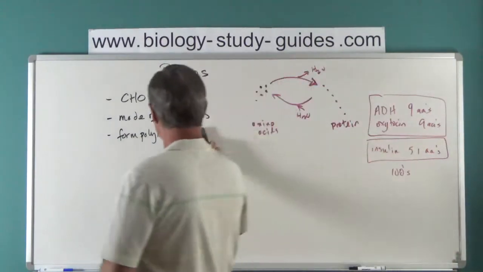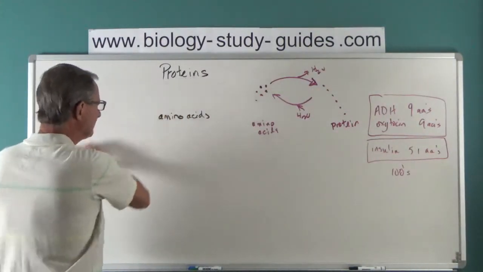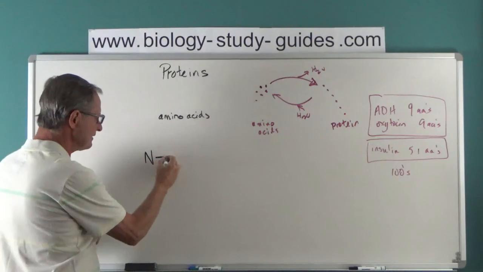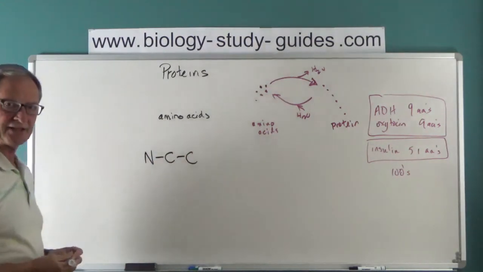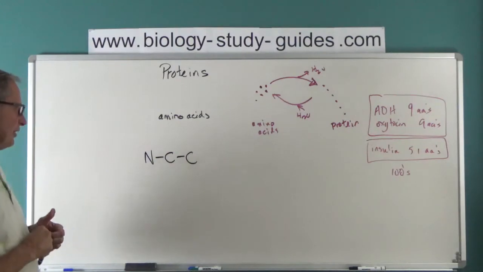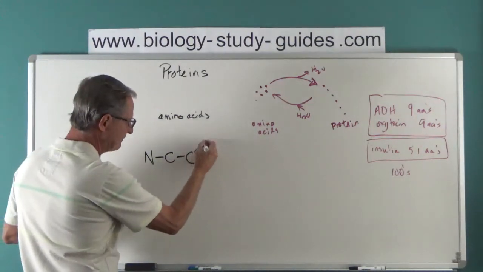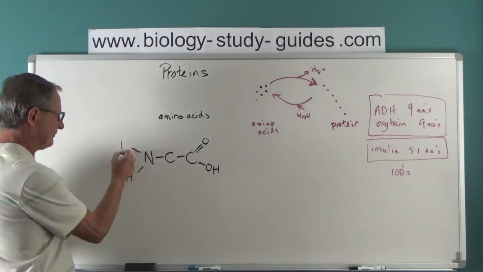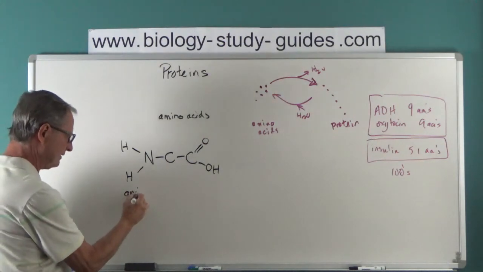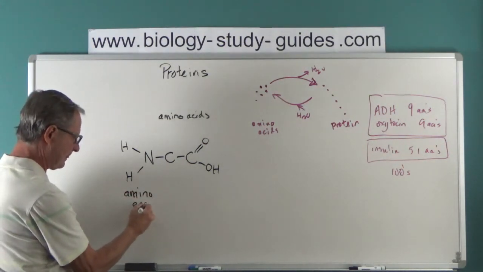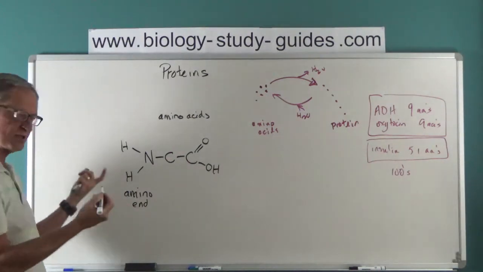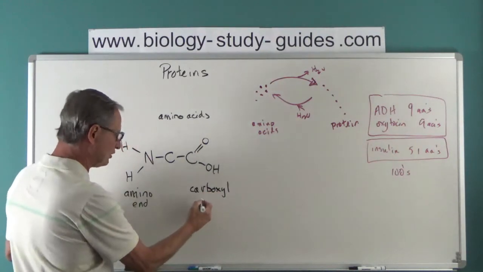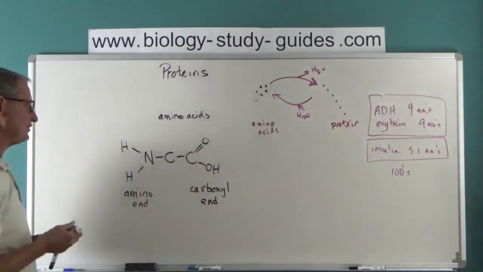Now amino acids, I'll just leave the word right there. Amino acids all have a common structure. They all have N, C, C. That's the common backbone, if you like, for an amino acid. This end is an amino end, or sometimes called the amino terminus. Terminus just means end. And this is the carboxyl end, or carboxyl terminus, the carboxylic acid group.